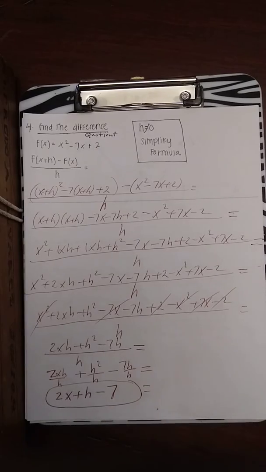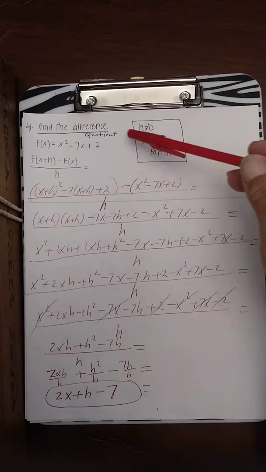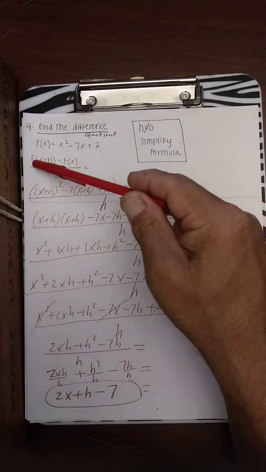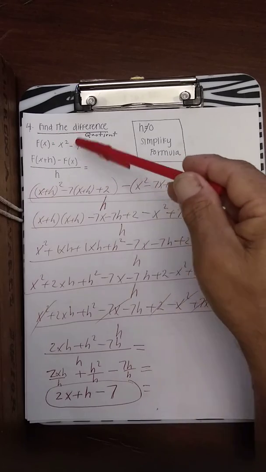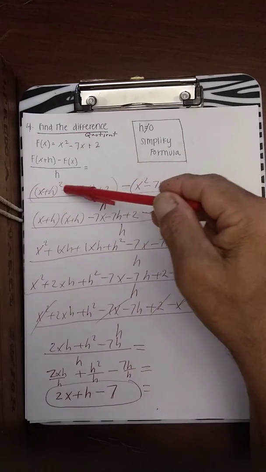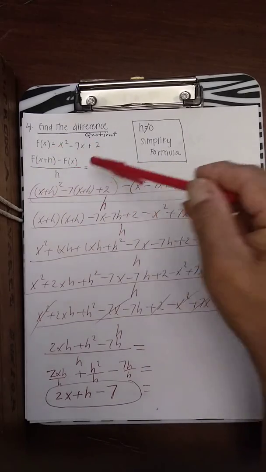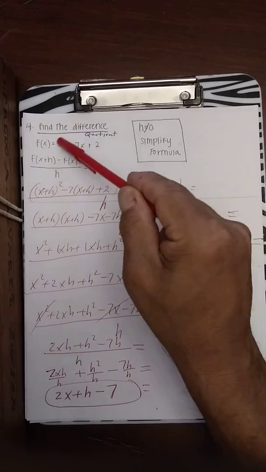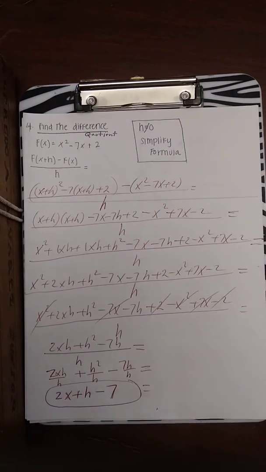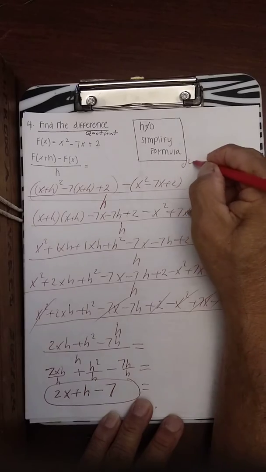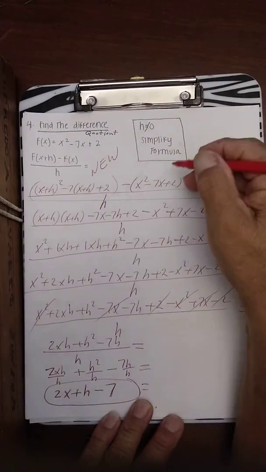Alright, difference quotient. f of x is x squared minus 7x plus 2, and h is not equal to 0. f of x plus h means you put x plus h right there, and right there: x plus h squared minus 7 times x plus h plus 2. So this is right there. Minus f of x. f of x is the original problem, which is this one right here, x squared minus 7x plus 2. So the old one, there it is, and the brand new one, there it is. Old and the new.